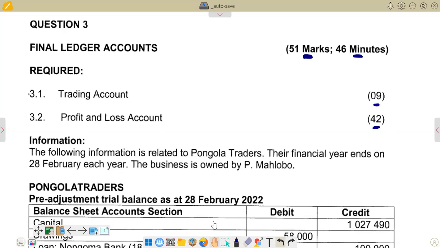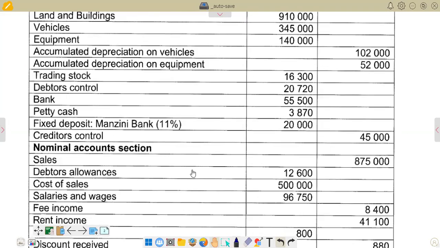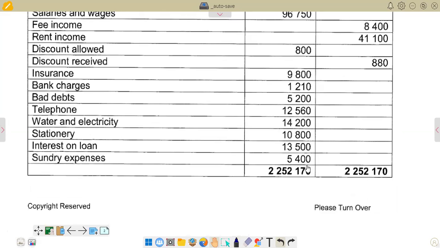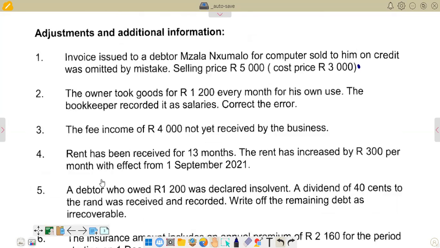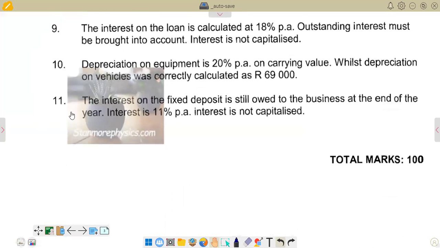If you go down the list of balances in the trial balance, you see that it goes down until here where we've got the totals of the trial balance. Then we can go to the next page. We see that we've got the adjustments and additional information, ranging from 1 down to 11.